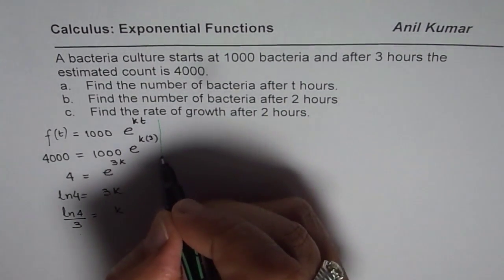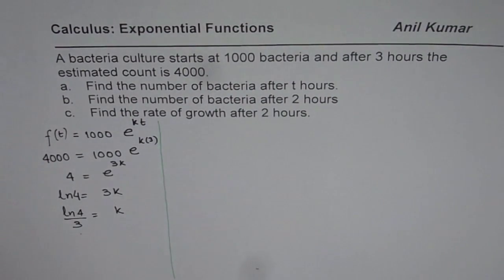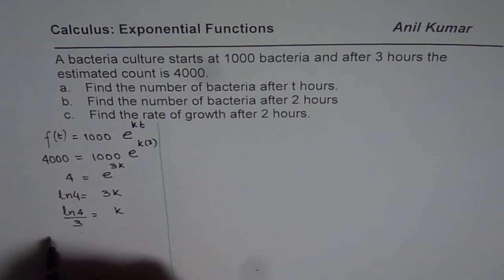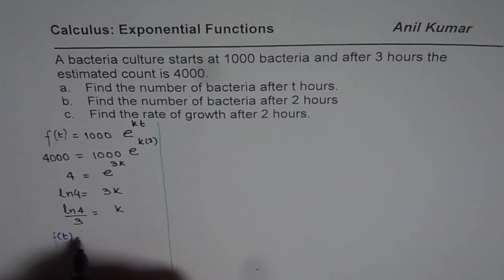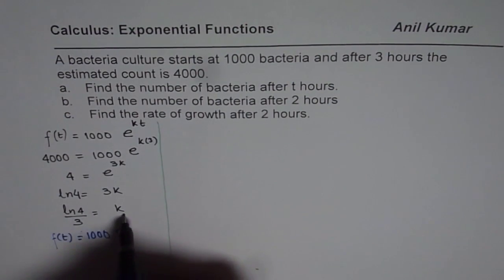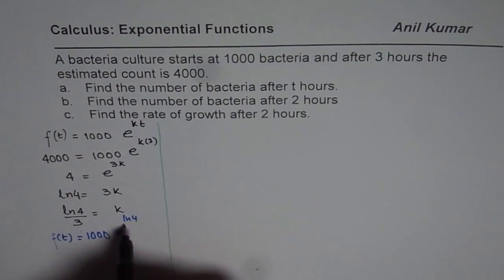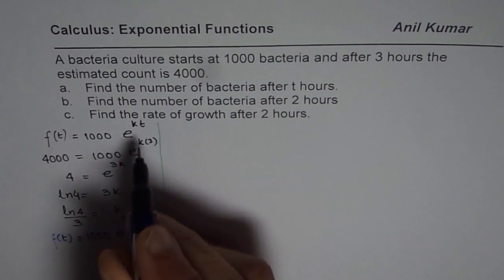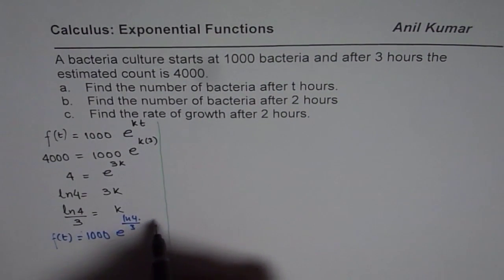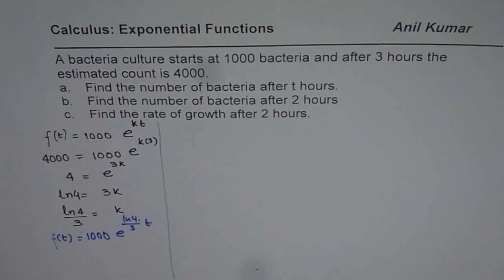So now let me write down the equation. The equation for us is f of t equals 1000 e to the power of ln 4 over 3 times t, or I could write it as ln 4 over 3 times t, either way. So that is the required equation.